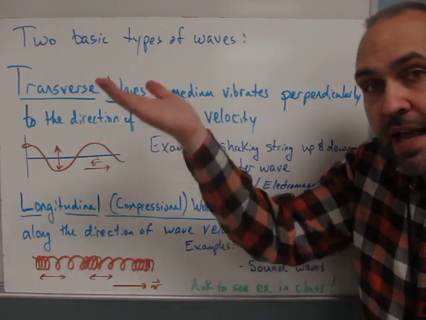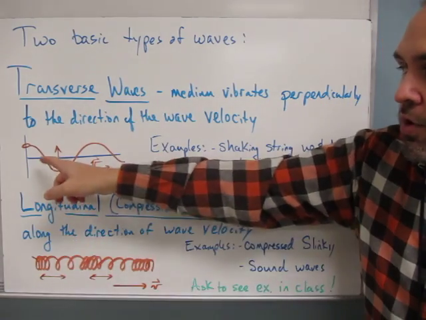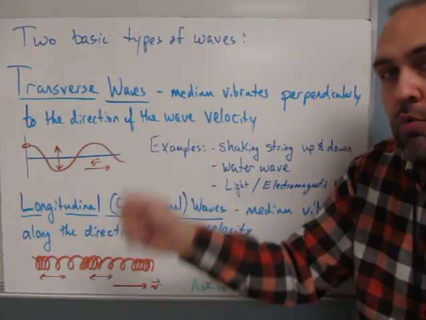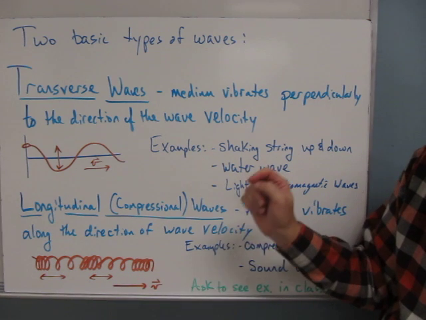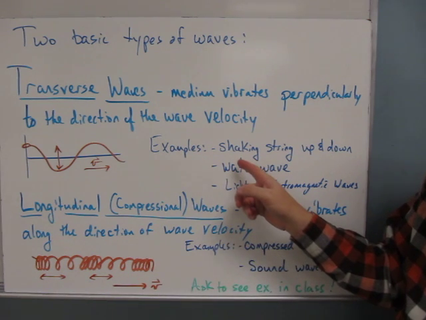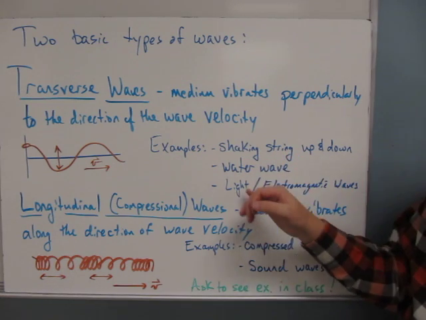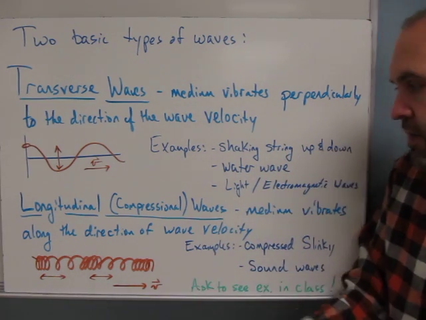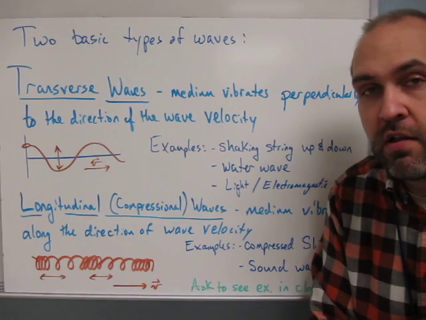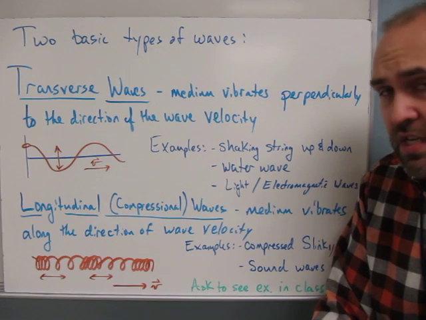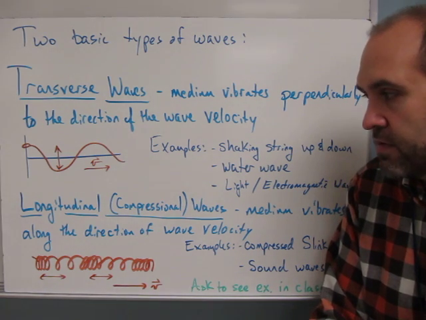The water wave goes up and down, goes up and down, and the wave goes sideways. Or you can shake a string or a rope up and down. The rope goes up and down, but the wave energy goes in a direction perpendicular to that. So I listed three examples of transverse waves: shaking a string up and down, a water wave, which is a pretty good transverse wave, and then light. In fact, every electromagnetic wave, which we'll talk about at the end of this unit, is a transverse wave. The medium there is the electric and the magnetic field.